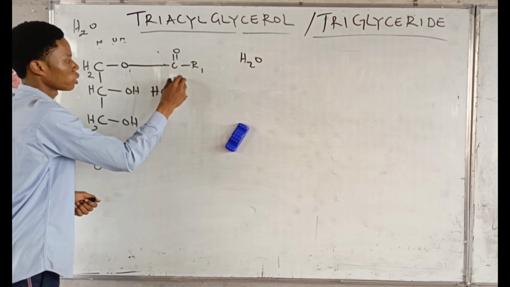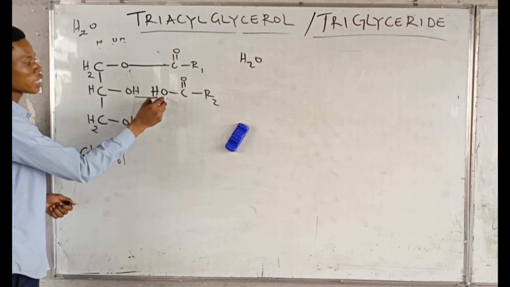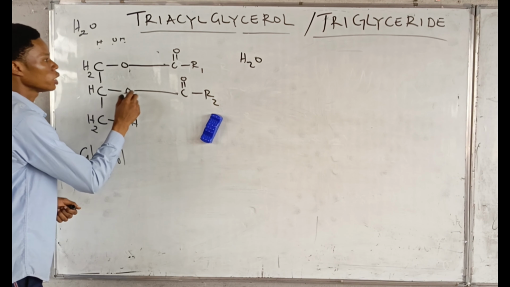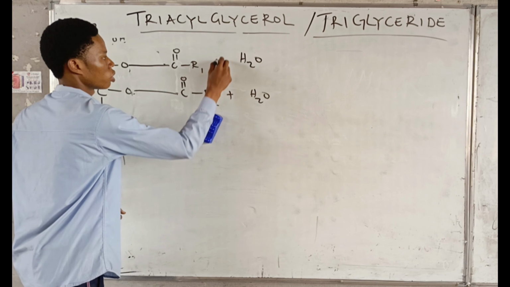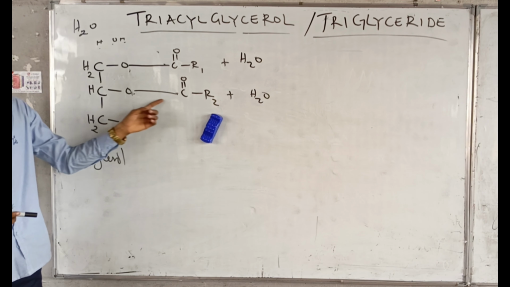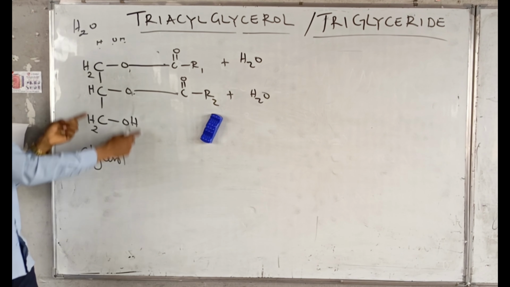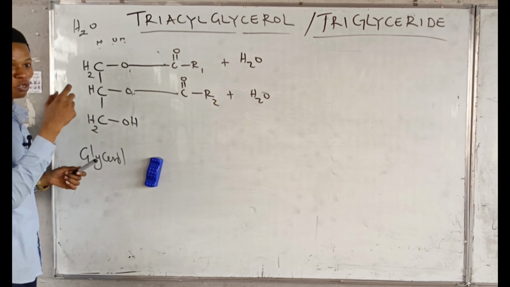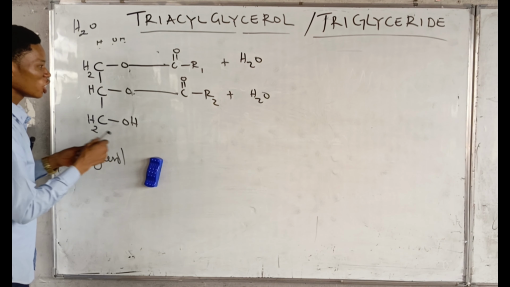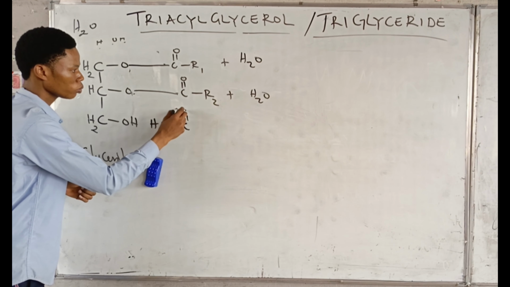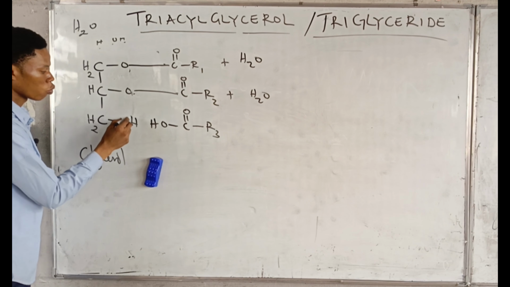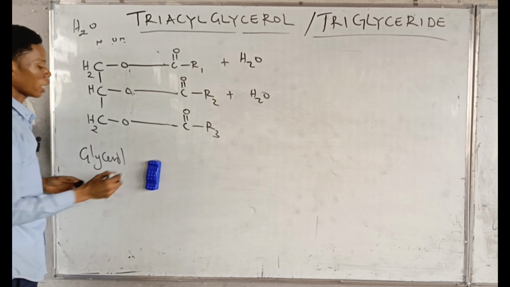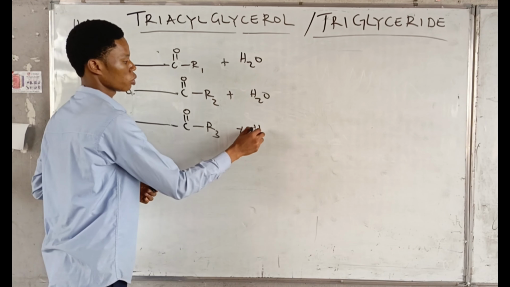Now, if another fatty acid comes here, and water is still given off to form this, and water is given off. This is called what? Diacylglycerol. This is diacylglycerol. You already know the structure of triacylglycerol, right? Good. Because if another one comes in here and water goes out again, what we will now be having is what? Triacylglycerol. Water is going out.